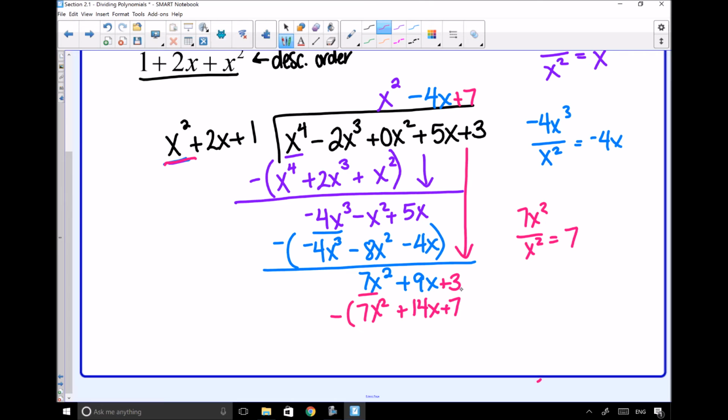So I'm going to subtract these values right here. So the 7x squareds cancel. This becomes 9x minus 14x, which is negative 5x. And then this becomes 3 minus 7, which is negative 4. Now x squared cannot go into negative 5x without negative exponents, which we don't want. So this is as far as I can go. Therefore, my remainder is negative 5x minus 4.